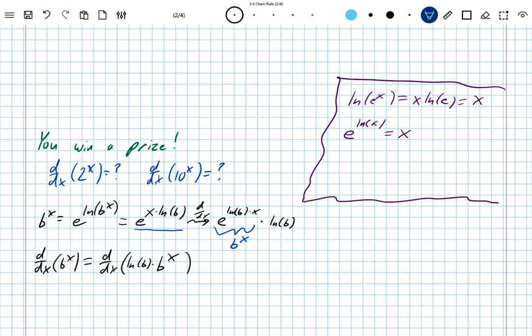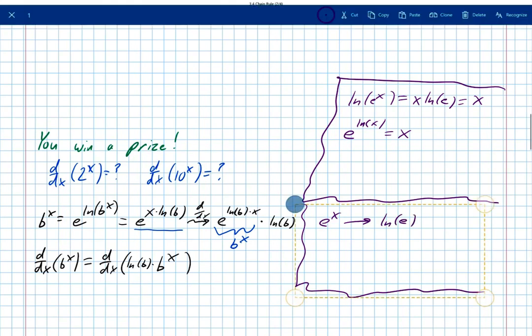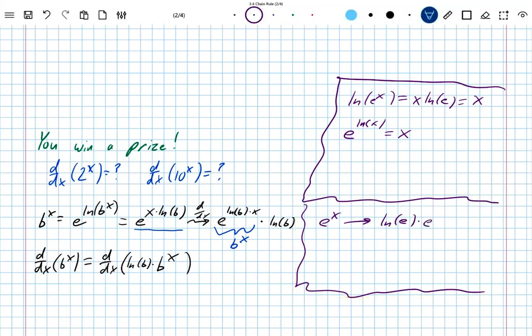Let's just make sure this makes sense real quick. I'm going to do a little bit more scratch work on the side here. So if I try to use this rule with e to the x, if I said, all right, I have e to the x and I try to take its derivative, I would say this is natural log of e times e to the x, according to that formula. But natural log of e is just 1, so this is e to the x, and it actually agrees.